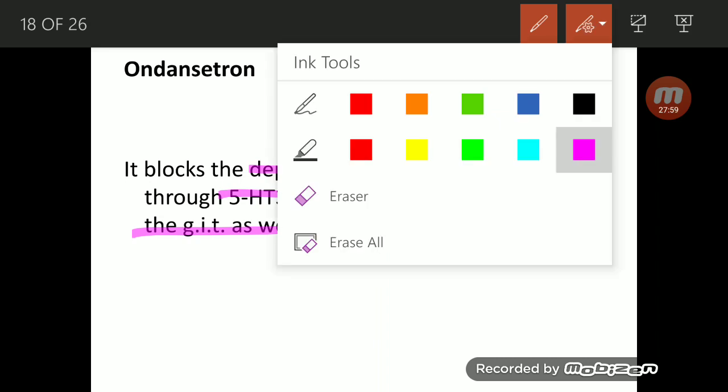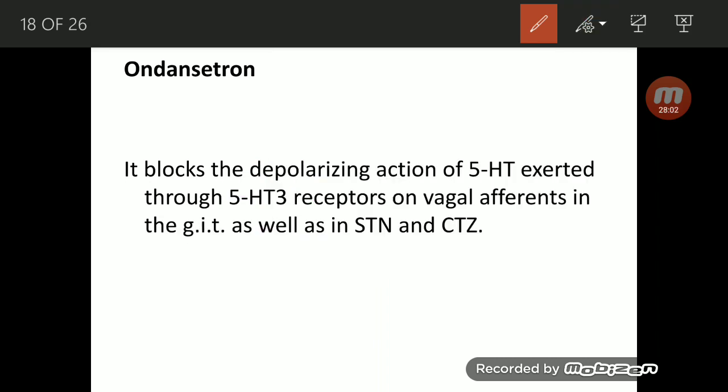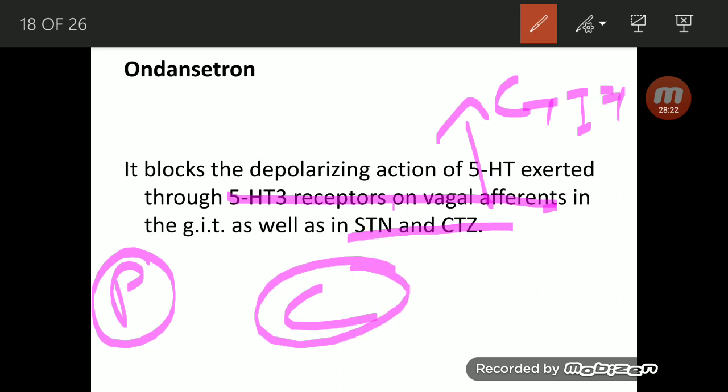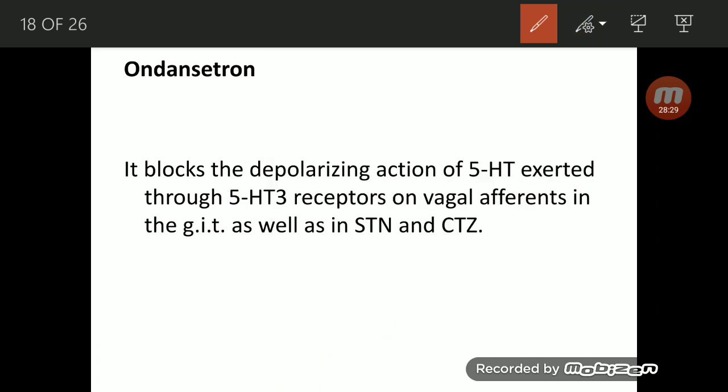So you can say these drugs have both a peripheral action as well as a central action. Peripheral, because they act on the 5-HT3 receptors present on the vagal efferents, which are present in the gastrointestinal tract. When we talk about central, it acts on the STN and CTZ, which are present in the central portion. So it has both peripheral and central effects.